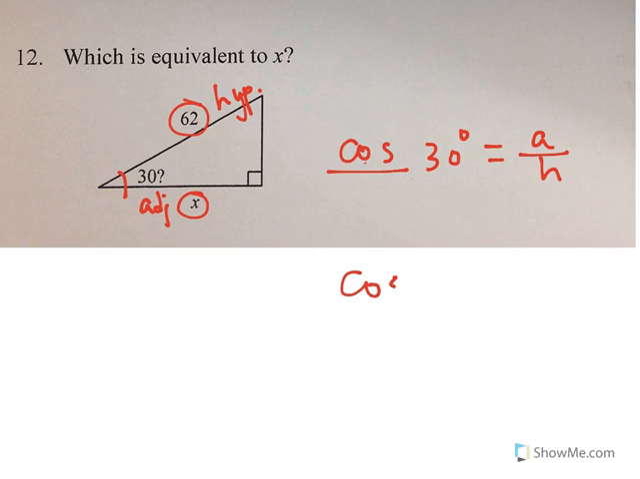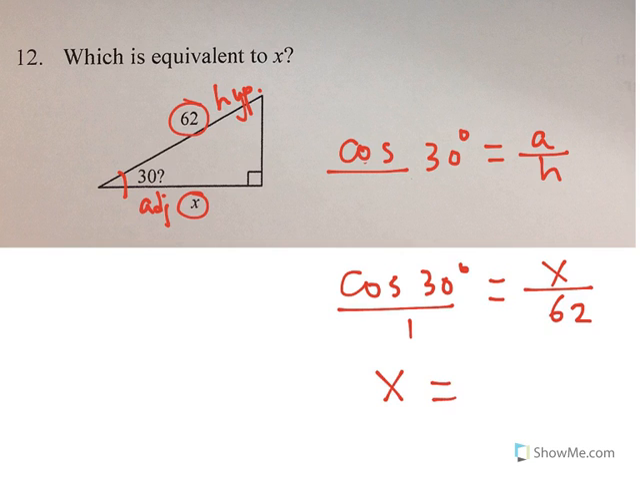So the cosine of 30 degrees is actually equal to x over 62. And so using proportions to cross multiply, we have x times 1, which is x, equals 62 times the cosine of 30 degrees. And we can actually either use the ratio to find the exact answer, or we can punch this into the calculator. If we use the calculator, we would get approximately x is 53.7.